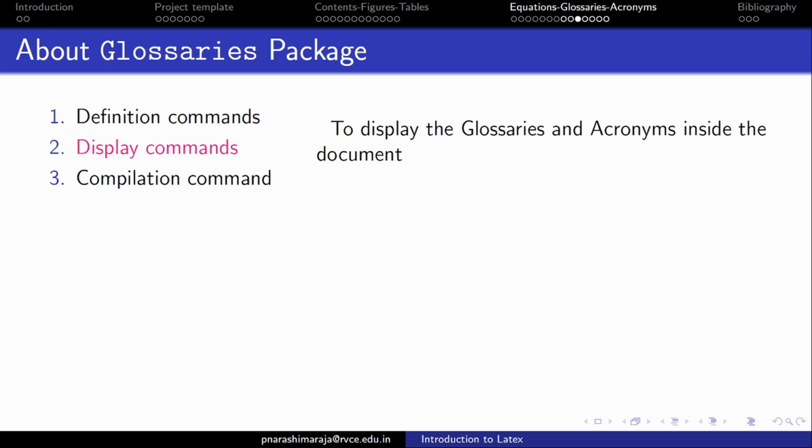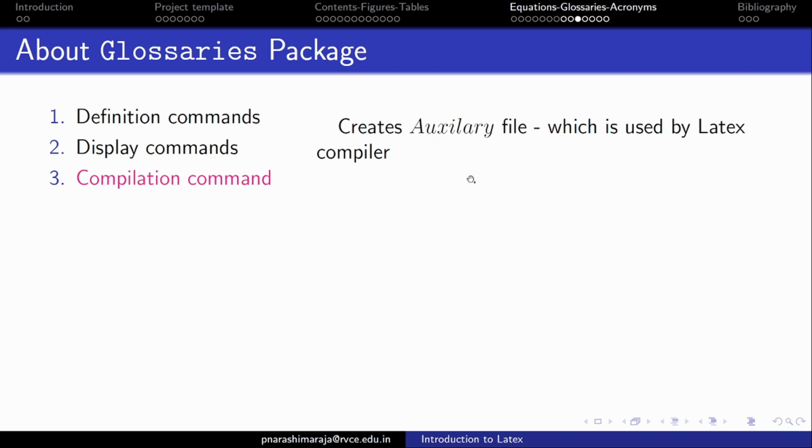Next, the display commands are used inside the content section to display the glossaries and acronyms inside the document. And the third is the compilation command, which is meant to create some auxiliary files that will be used by the LaTeX compiler to display the definitions inside the PDF. So this command, in short, reads the definitions from the glossaries.tex file and creates or updates the auxiliary file.